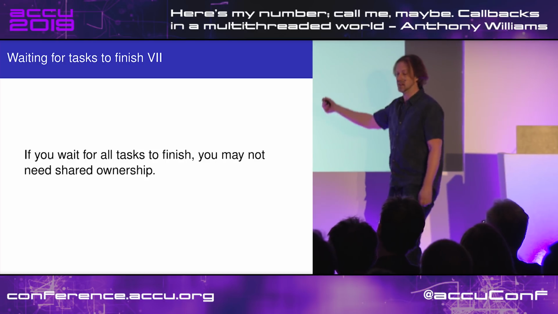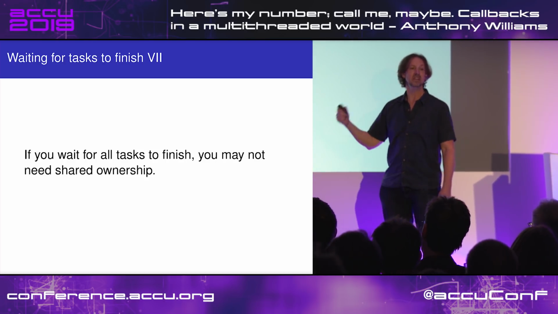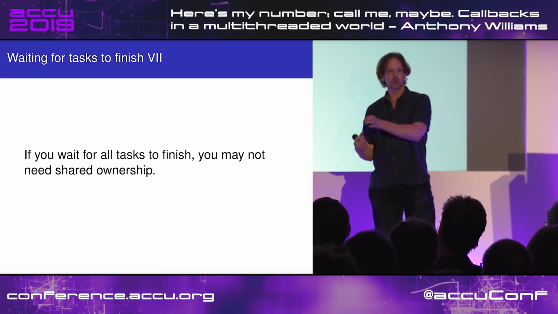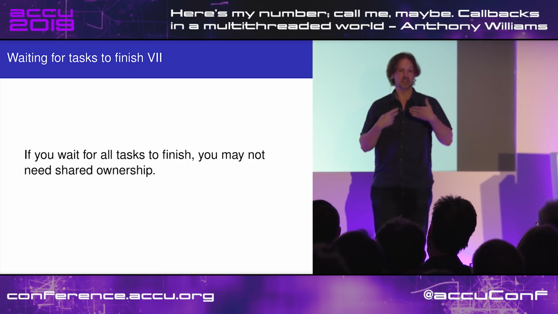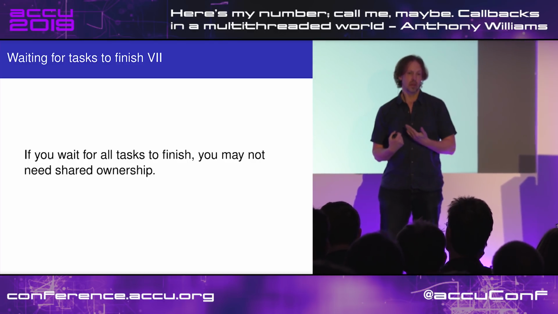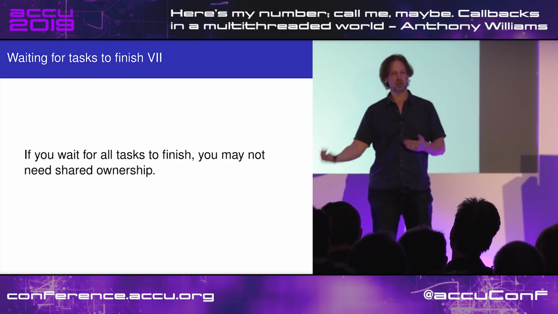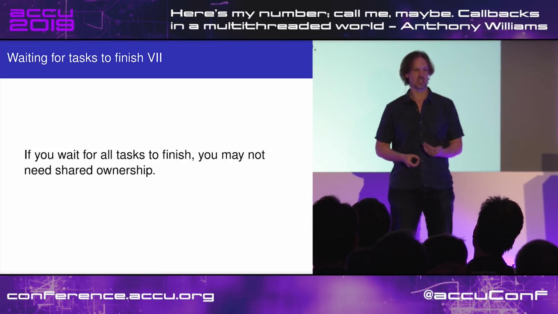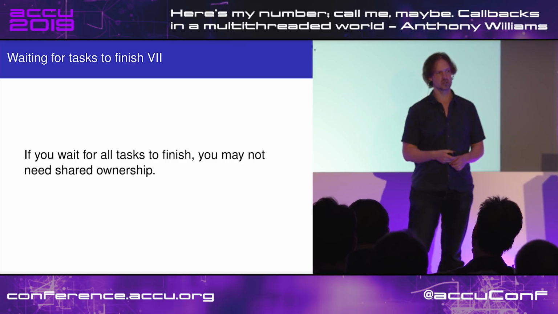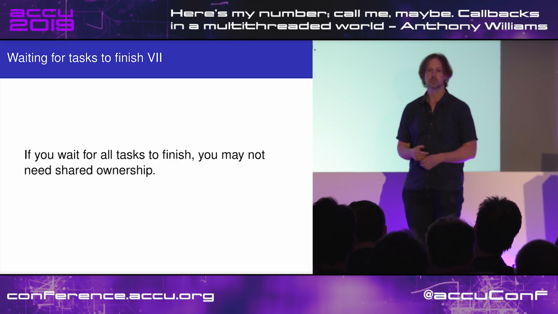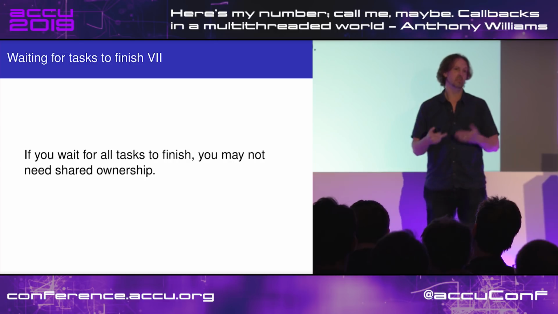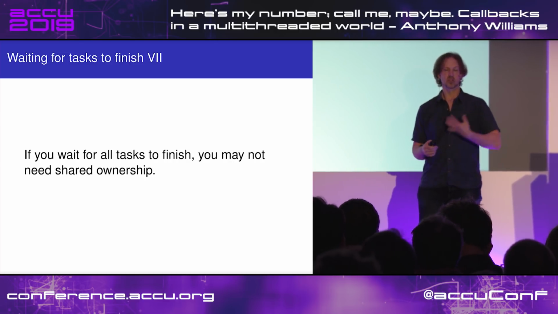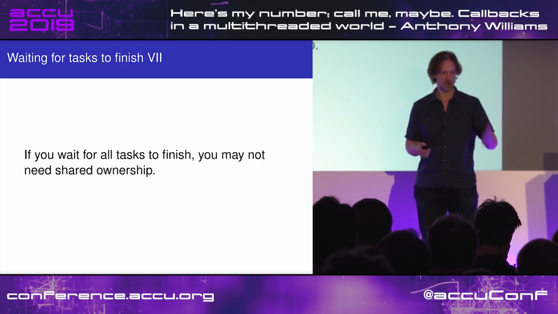And just like in this case, if you wait for all the tasks to finish, you may not need to share the ownership with the tasks after all. You can just capture this as a raw pointer because you're waiting for the tasks to finish. So you know that there aren't going to be any tasks running that can access your object, because you've already waited for them to finish before your destructor finishes. So that potentially simplifies the task code. You don't have to worry about the shared pointers, and you certainly don't have to worry about weak pointer problems.